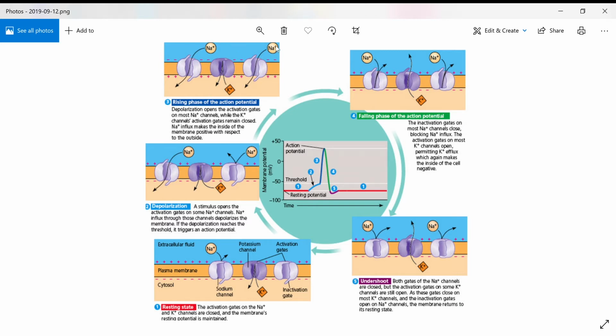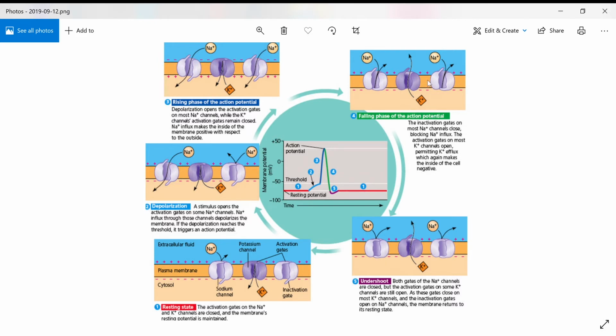So as the sodium ions are rushing inside, this is depolarizing the neuron, and it's causing this huge spike up right here, this number 3, to where you get to this tip right here, which is a little bit less than positive 50 millivolts.